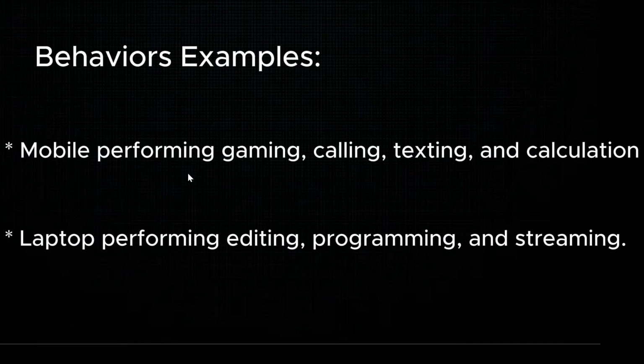The examples for behavior of an object are: we have an object mobile, and these are the activities or tasks performed by an object called mobile. Those are gaming, we can do a call, and also we can text with mobile and also calculation. And also we have a laptop as an object performing different tasks. Those tasks are editing, programming and streaming.